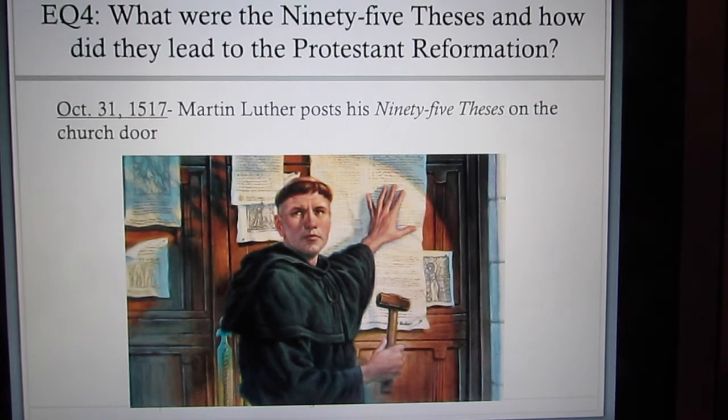Well, on October 31st, 1517, we see Martin Luther post his 95 Theses on the church door. He had many concerns about the practices of the Catholic Church. So he composed a list of complaints about the practices of the church and posted them to the Wittenberg church door on October 31st, 1517.